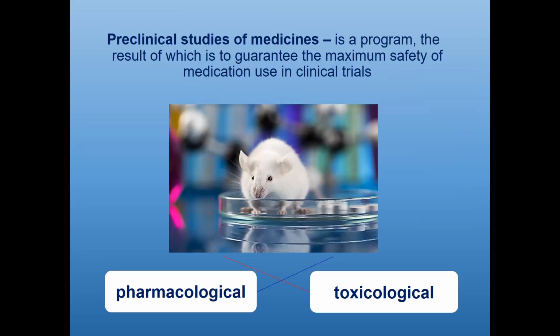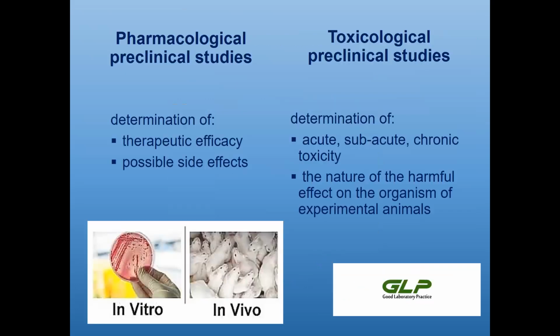Preclinical studies of medicines are a program the result of which is to guarantee the maximum safety of medication use in clinical trials. Pharmacological preclinical studies: determination of therapeutic efficacy and possible side effects. Toxicological preclinical studies: determination of toxicity and the nature of the harmful effect on the organism of experimental animals.